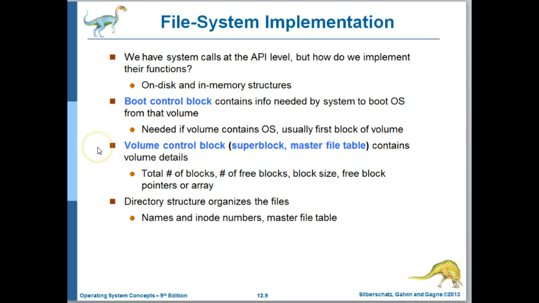The volume control block is what contains information about the overall file system. So in Linux, it's known as the super block, of which there are copies, because since this contains metadata about the entire disk and such things as a pointer to the root directory, if the super block is lost, you've probably lost the entire file system. So as you can see here, it contains such information as the total number of blocks, number of free blocks, block size, and then maintenance information for the list of free blocks.